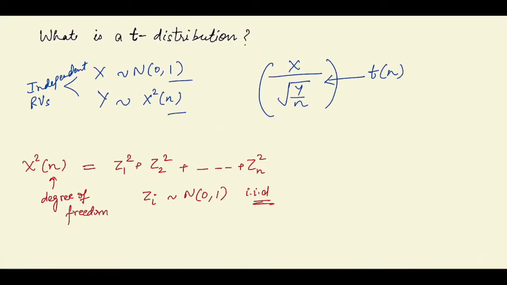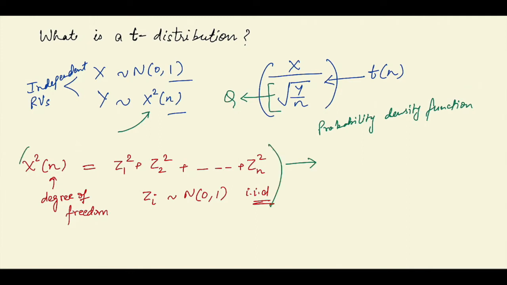Now let's try to calculate the probability density function for the t-distribution. To calculate the PDF for the t-distribution, let's first calculate the PDF of the denominator random variable. Let's call it Q. To calculate the distribution of the denominator random variable, we must know the distribution of this random variable Y.